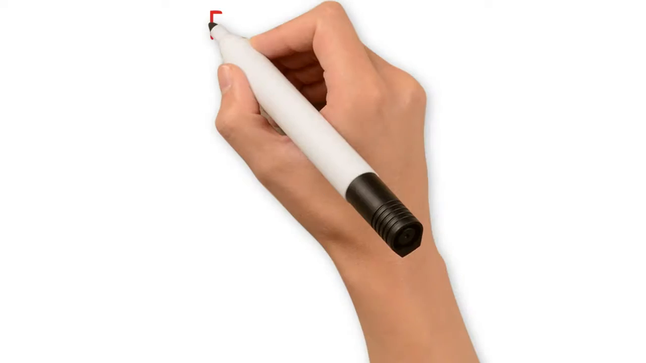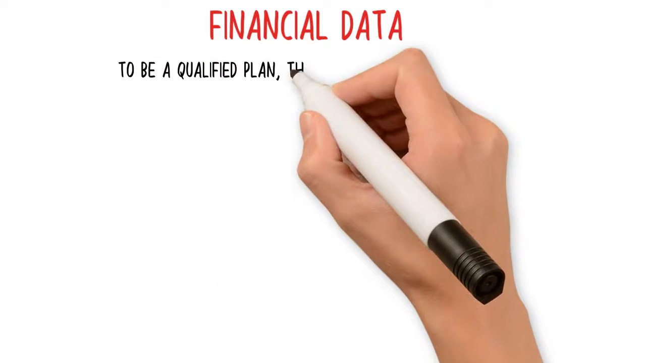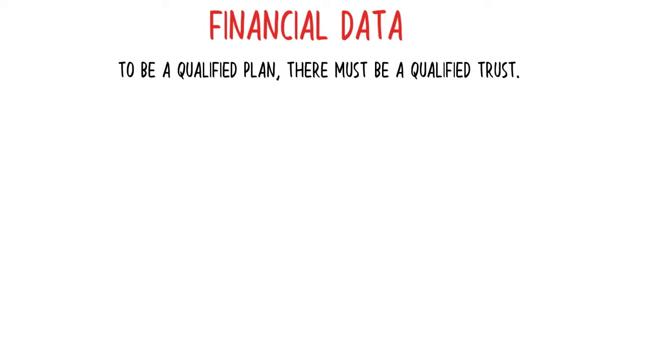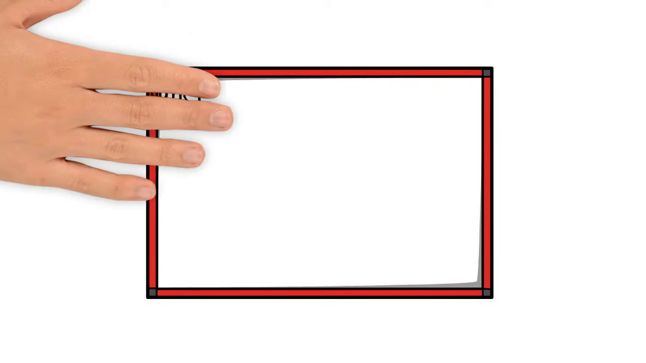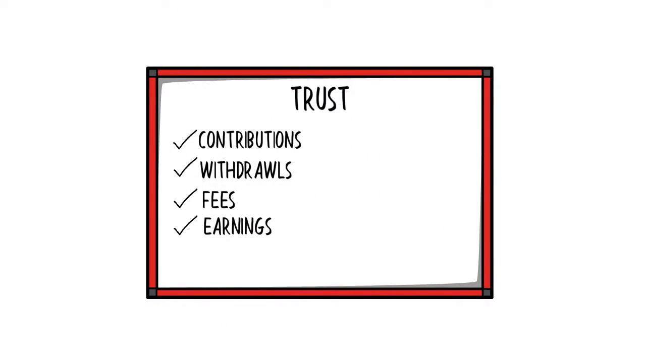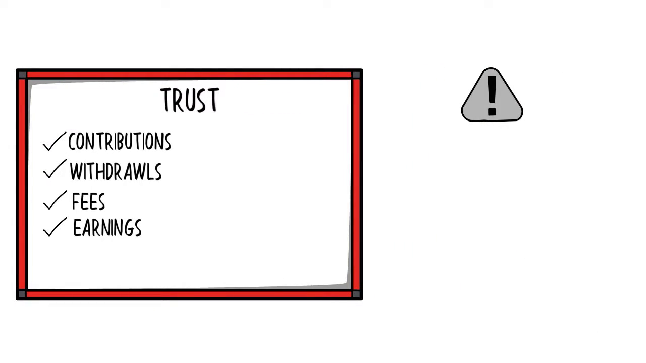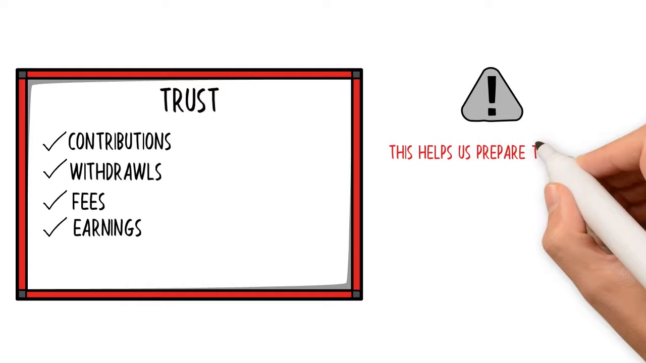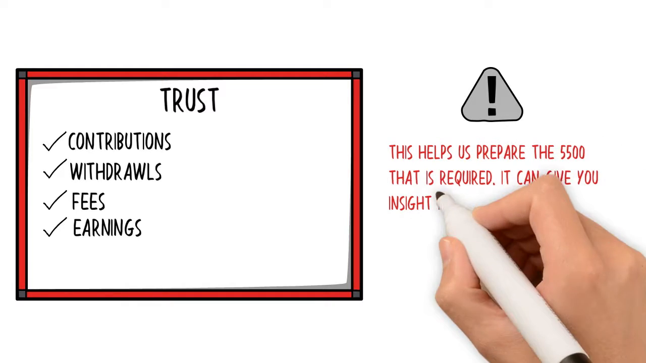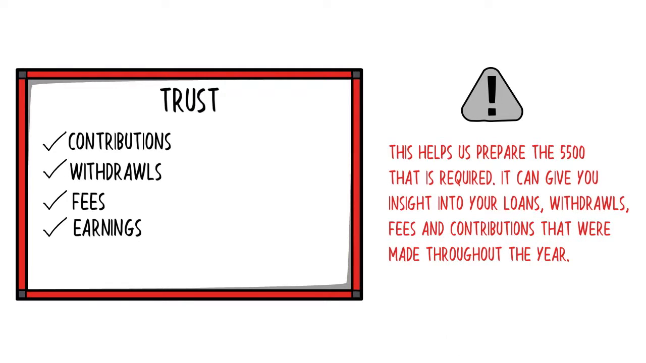The final key area I would like to go over is financial data. What is financial data? To be a qualified plan, there must be a qualified trust. The trust is compiled of contributions, withdrawals, fees, and earnings. Why is the financial data important to us? It helps us prepare the 5500 that is required. It can give you insight into your loans, withdrawals, fees, and contributions that were made throughout the year.